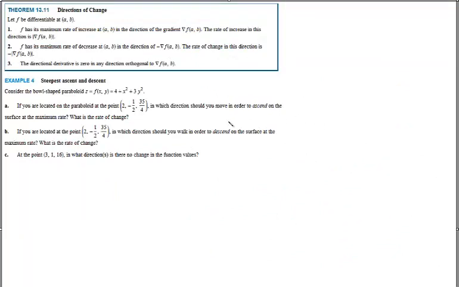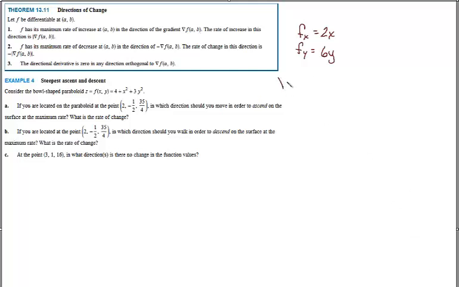I'm asked which direction I should move in order to get the maximum rate of increase. So here's my direction. What I need to do is find the gradient, so let's do that first. Let's look at the partial with respect to x. That's going to be 2x. Let's look at the partial with respect to y. That's going to be 6y. Let's get the value of that at that particular point.